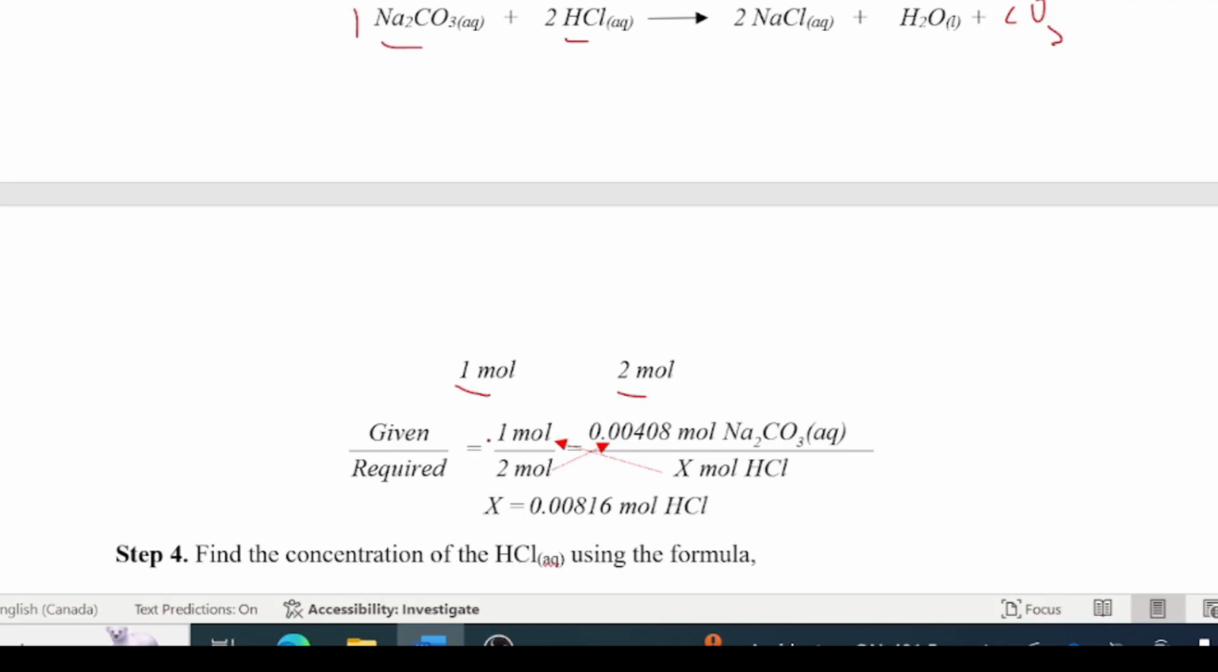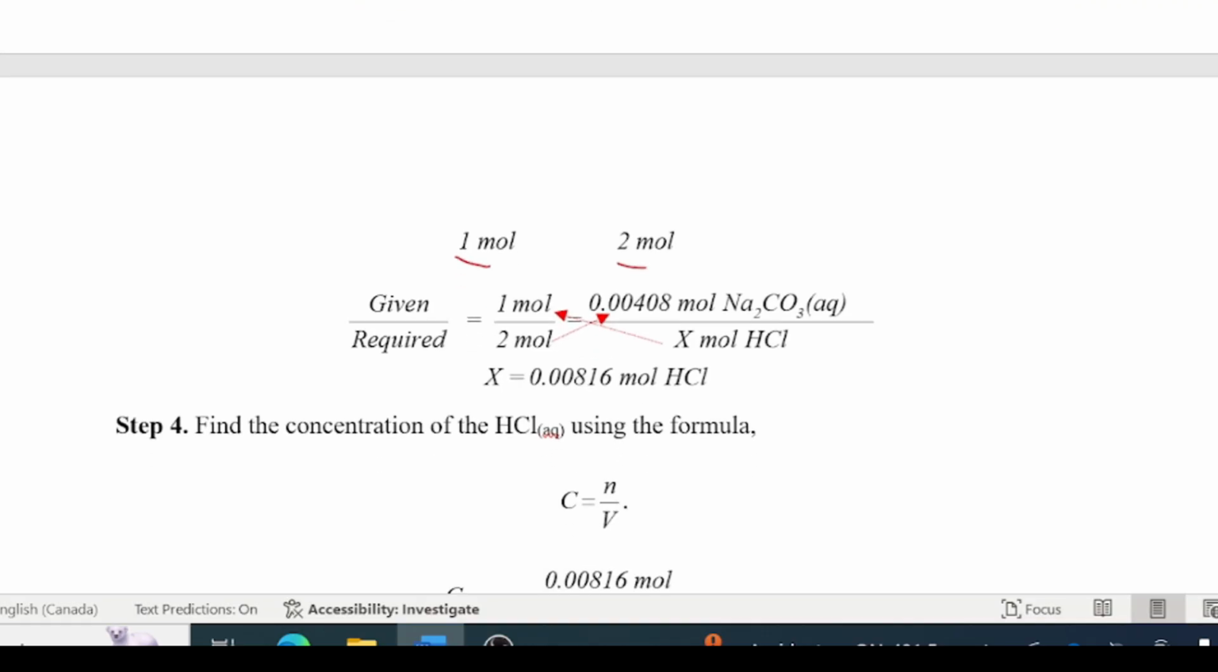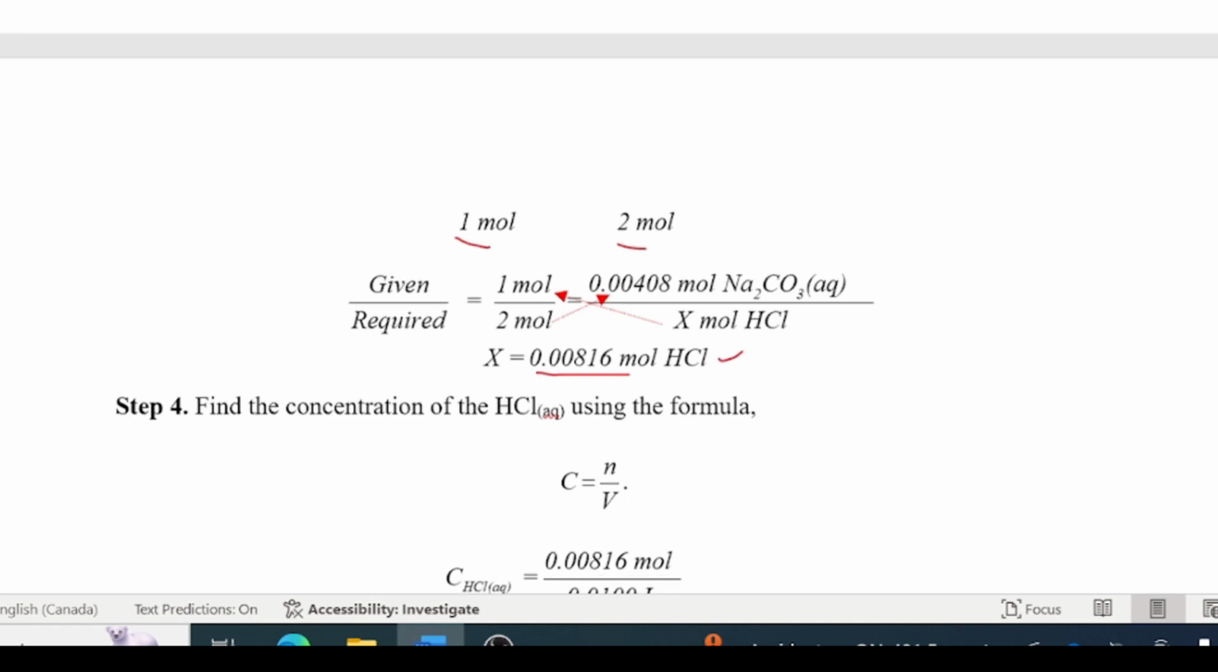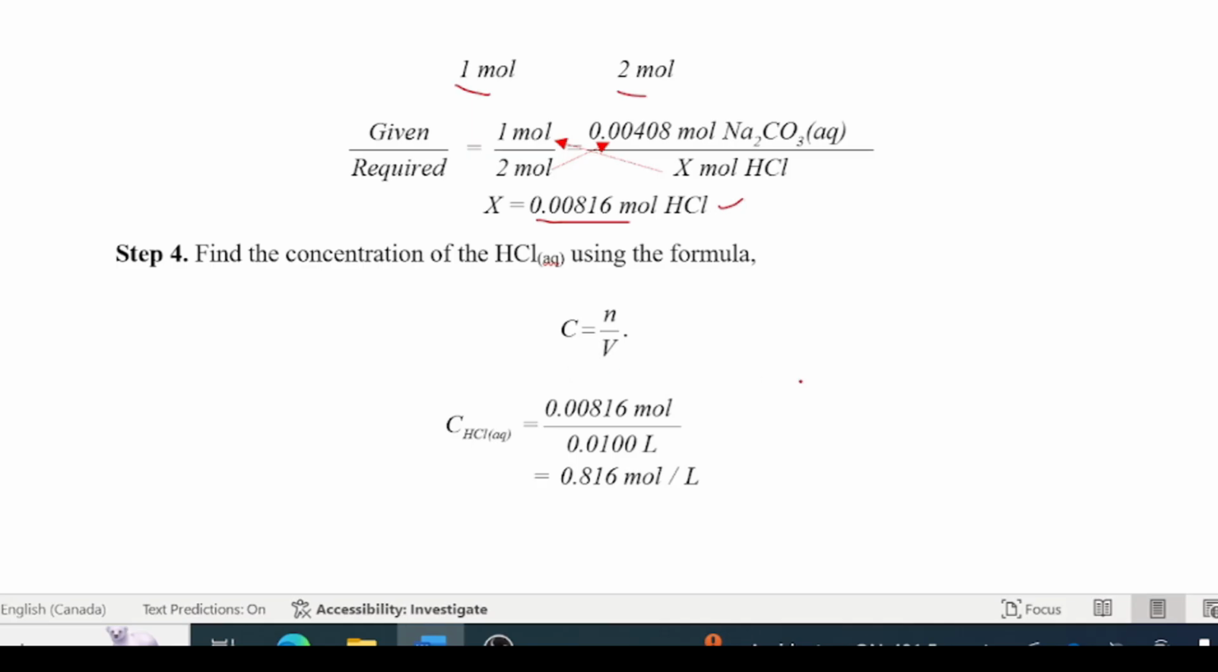So the given here is your sodium carbonate, which is 1 mole, and the 2 moles of the unknown, or required one, hydrochloric acid. Do your math there. And X works out to be that number of moles of hydrochloric acid that is contained in your aliquot. Find its concentration by using this formula here. C is equal to N over V, that's number of moles. And this is your 10 milliliter aliquot that translates into that volume in liters. And that is the concentration of your HCl here.